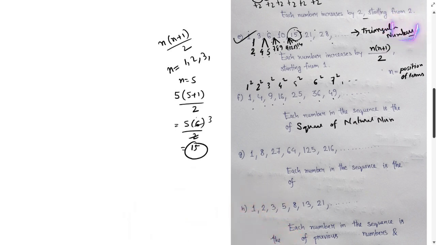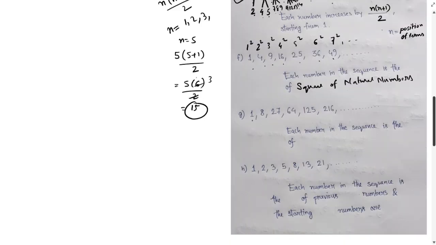Natural numbers. Next, 1, 8, 27, 64, 125, and 216. These are cube numbers. How are we getting them? 1 cube, 2 cube, 3 cube, 4 cube, 5 cube, 6 cube. Here we can write: each number in the sequence is the cube of a natural number.